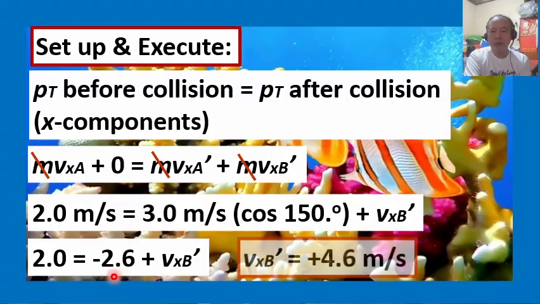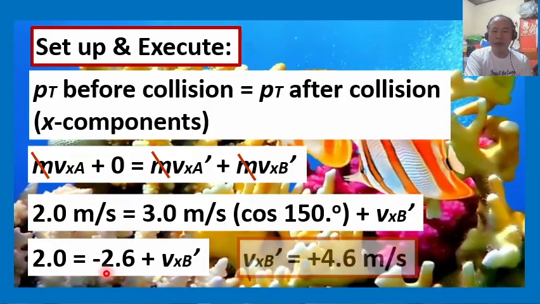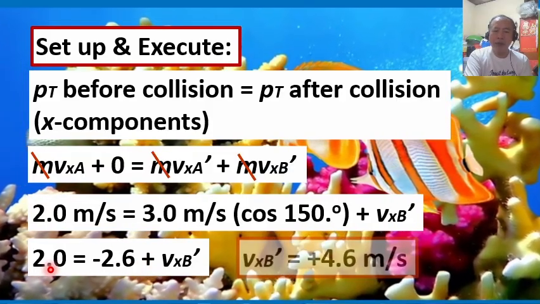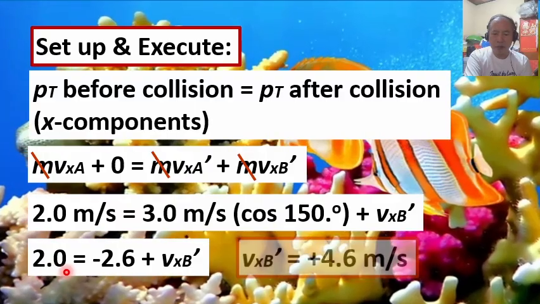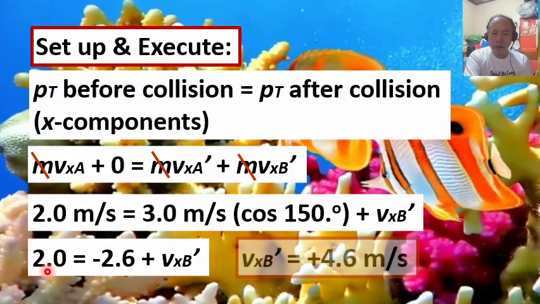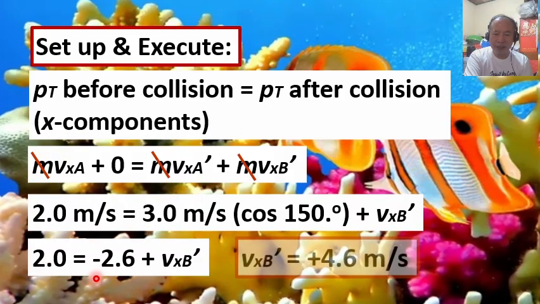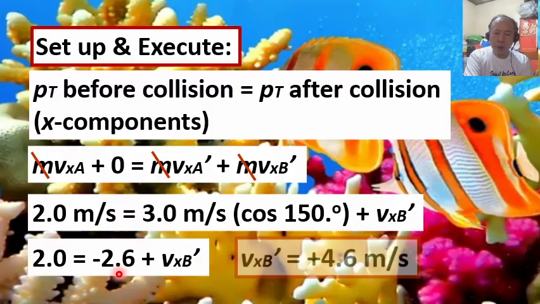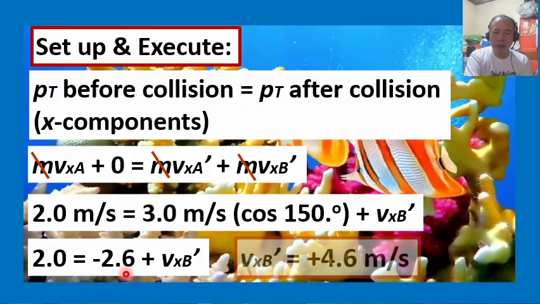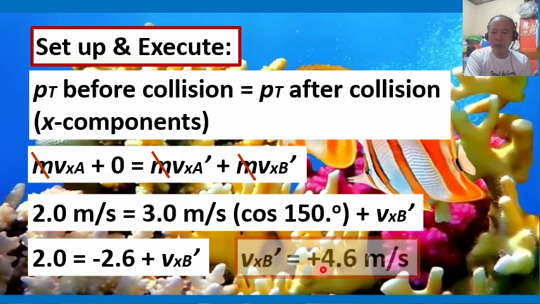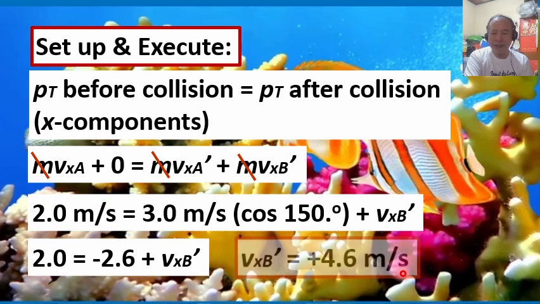We just transpose negative 2.6 meters per second to the left side of the equation. Okay. And when we add 2.0 meters per second to 2.6 meters per second, that's how we got positive 4.6 meters per second.